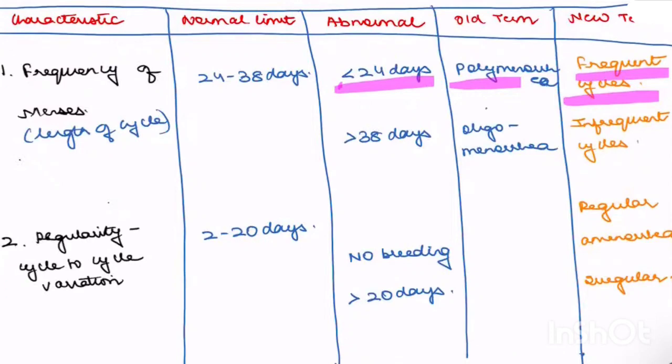Then, if the length of the cycle is more than 38 days, earlier we called it oligomenorrhea. Now we say infrequent cycles. So now we say that the length of the cycle will be between 24 to 38 days. If it is less than 24 days, they are called frequent cycles. If length is more than 38 days, infrequent cycles.